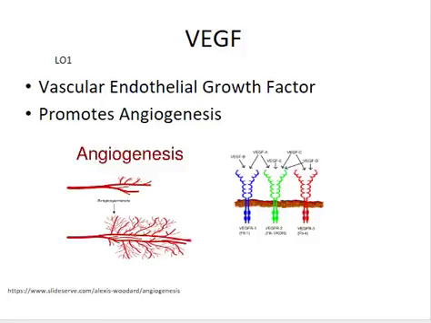VEGF stands for vascular endothelial growth factor, and it's the key promoter of angiogenesis. Angiogenesis, of course, is the sprouting of new blood vessels. This process is done by several receptors called the VEGF receptors, 3 of which are shown here. And what we're going to do is target these receptors to inhibit angiogenesis.